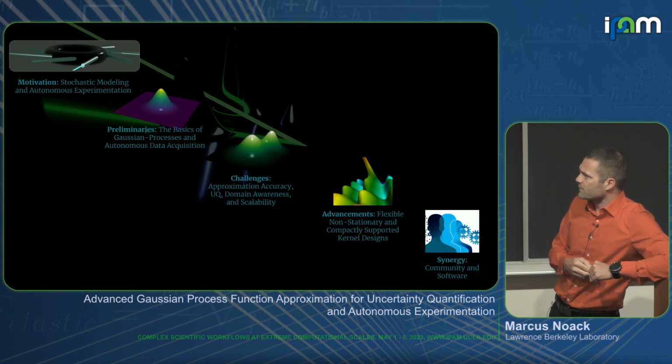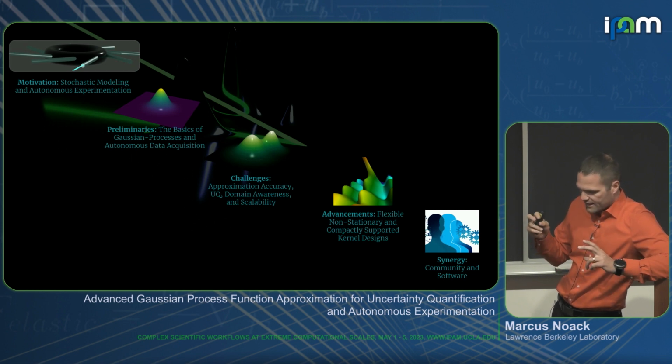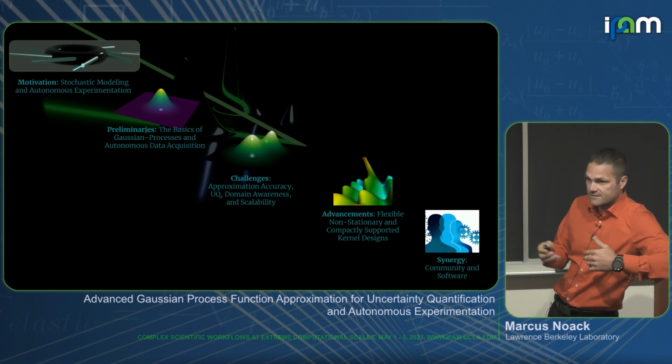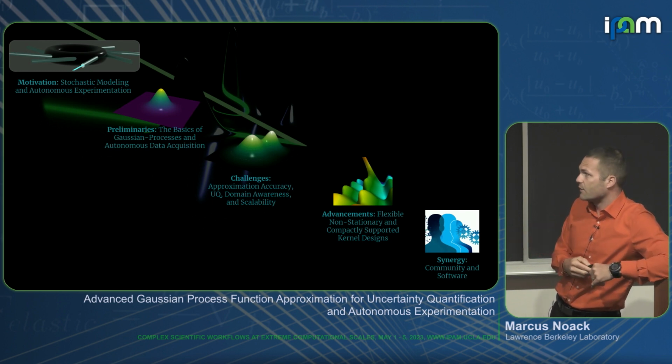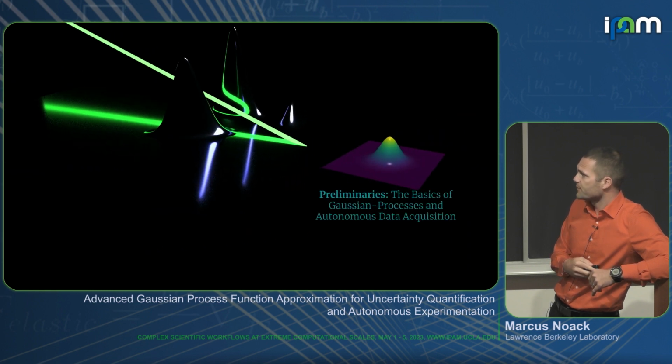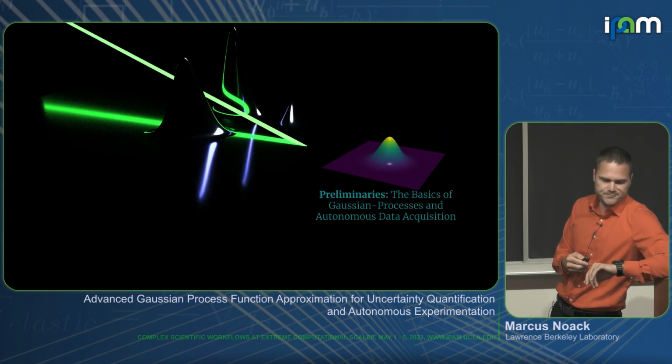All right, so I hope I was successful in motivating that we are looking at stochastic function approximation and uncertainty quantification. And one of the most popular ways of doing this is the Gaussian process. And we'll see why. And so I want to explain a little bit what the Gaussian process is all about.